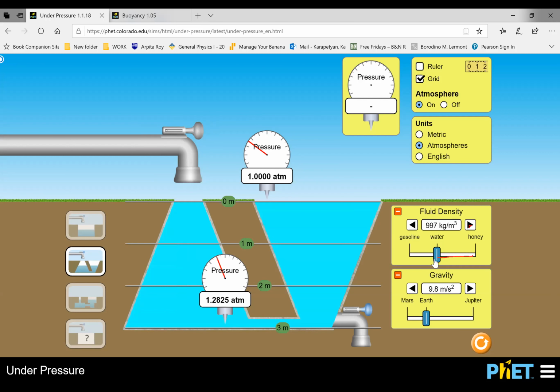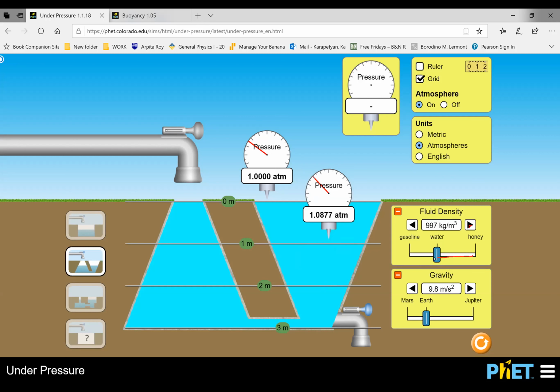Technically I have two containers, one on the left, one on the right. If I use this pressure gauge and measure the pressure at 2 meters, I get 1.19, let's say. I go to the other side, 2 meters. You can see basically I have exactly the same thing, 1.19.